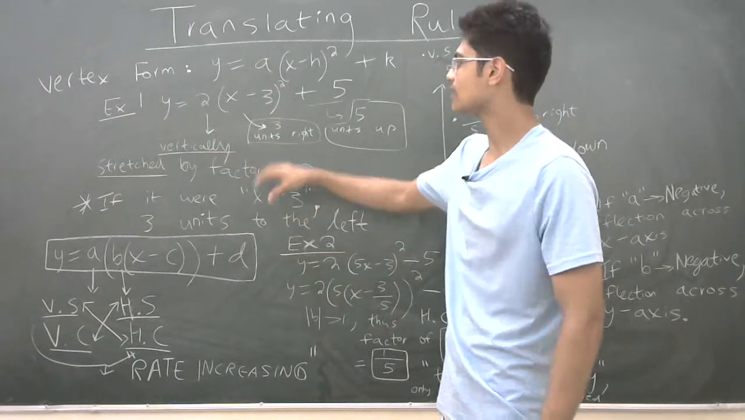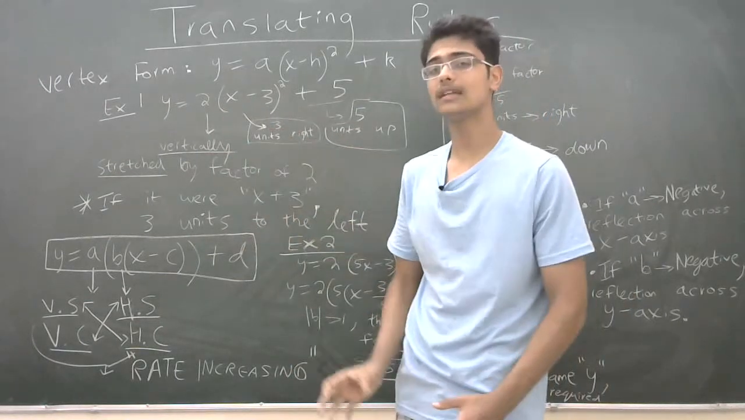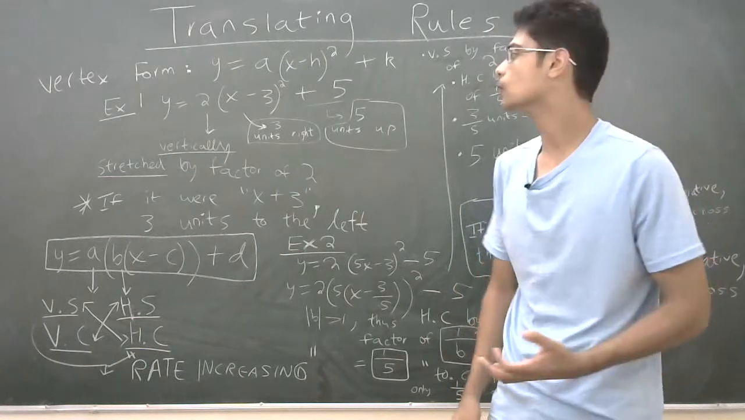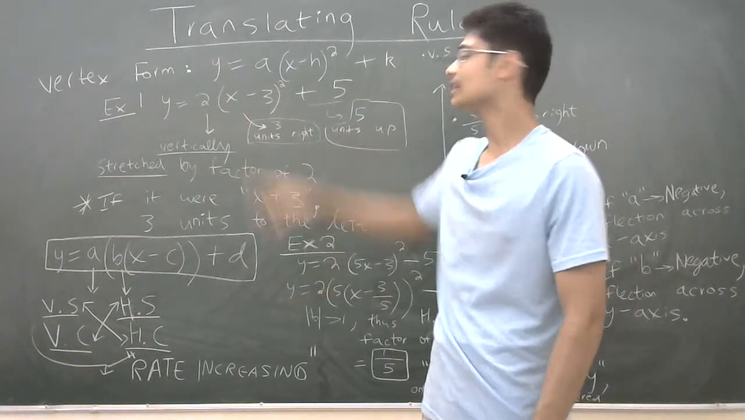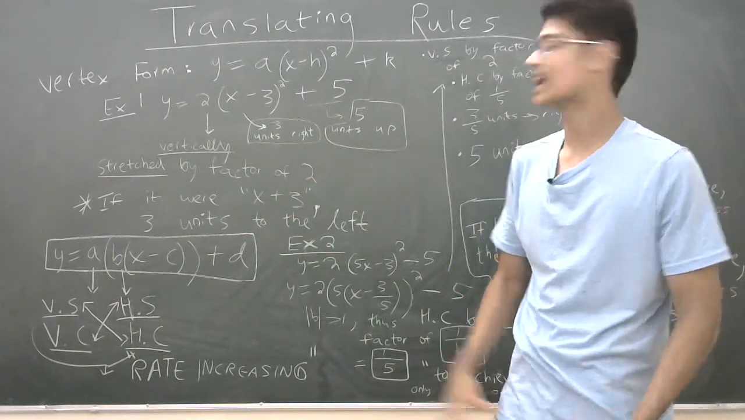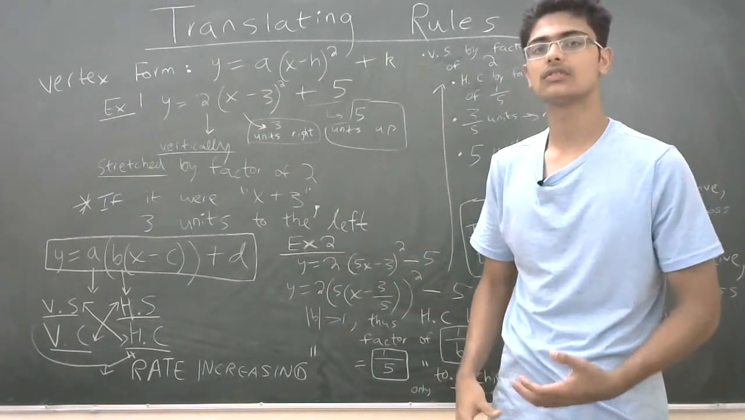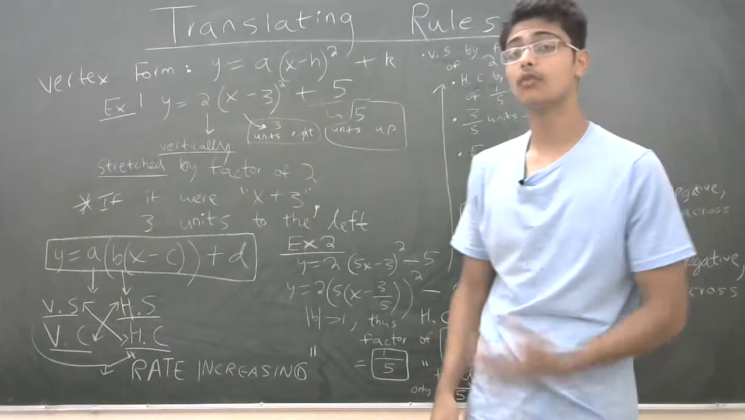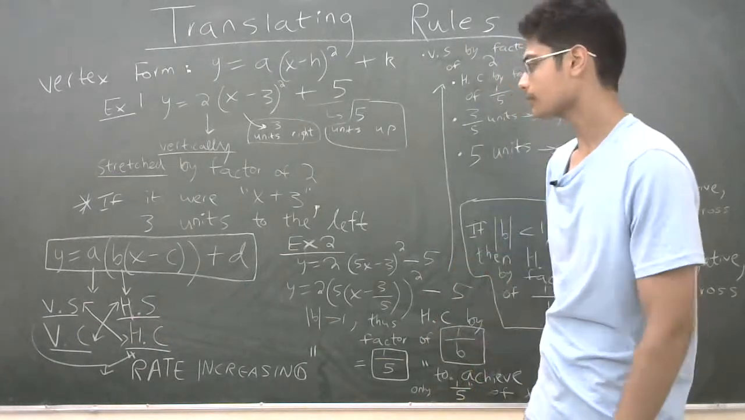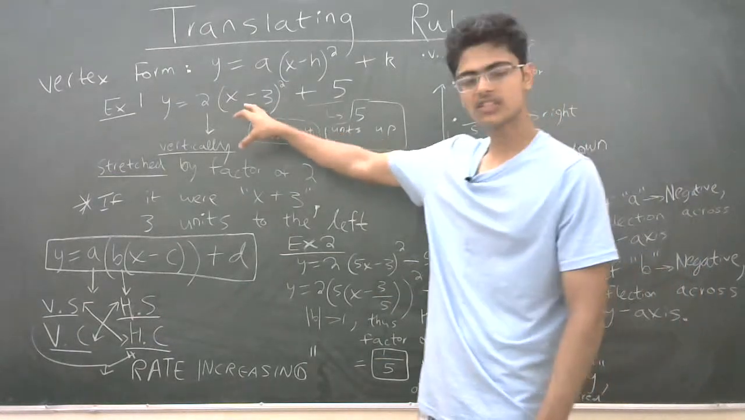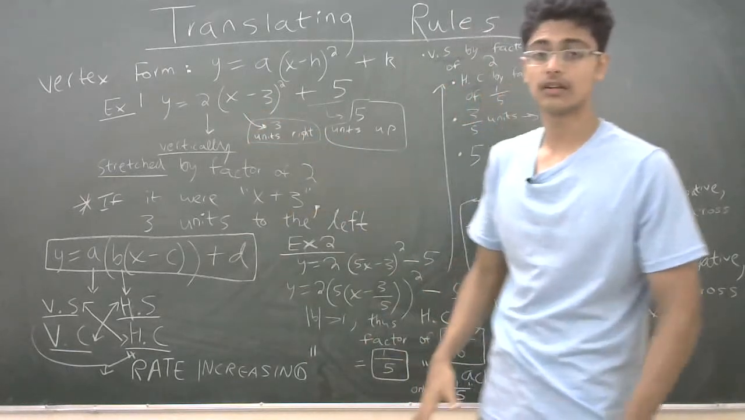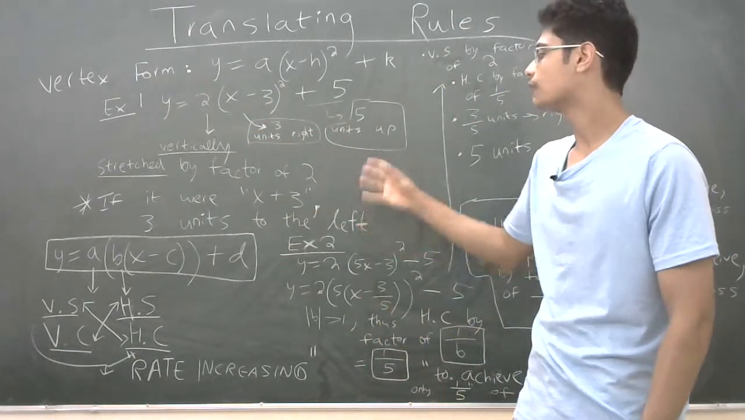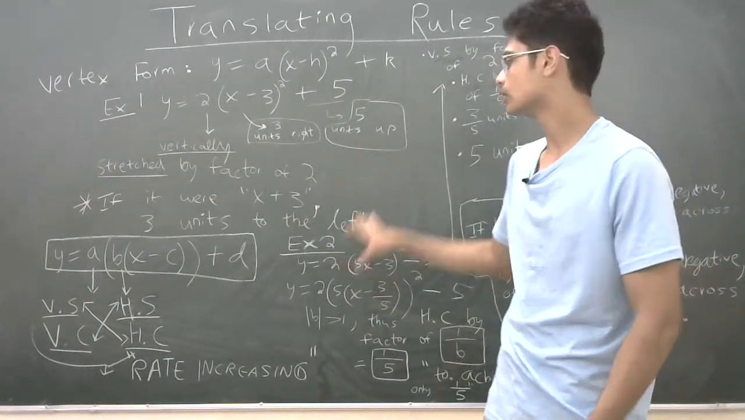And so looking at this, you see this 2. This 2 means that it has been vertically stretched by a factor of 2. This 3 over here means that the parent function has been moved 3 units to the right. And the 5 over here means that the function has been moved 5 units up. And if this were not x minus 3, if it was x plus 3, that would mean that the function was moved 3 units to the left.